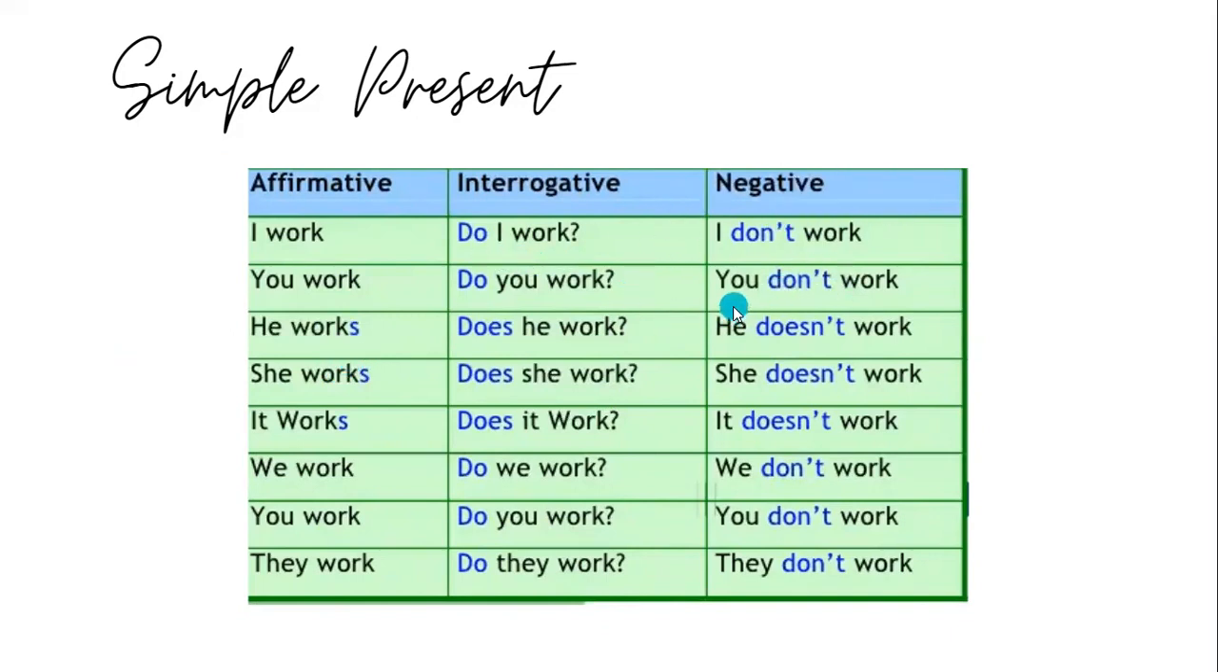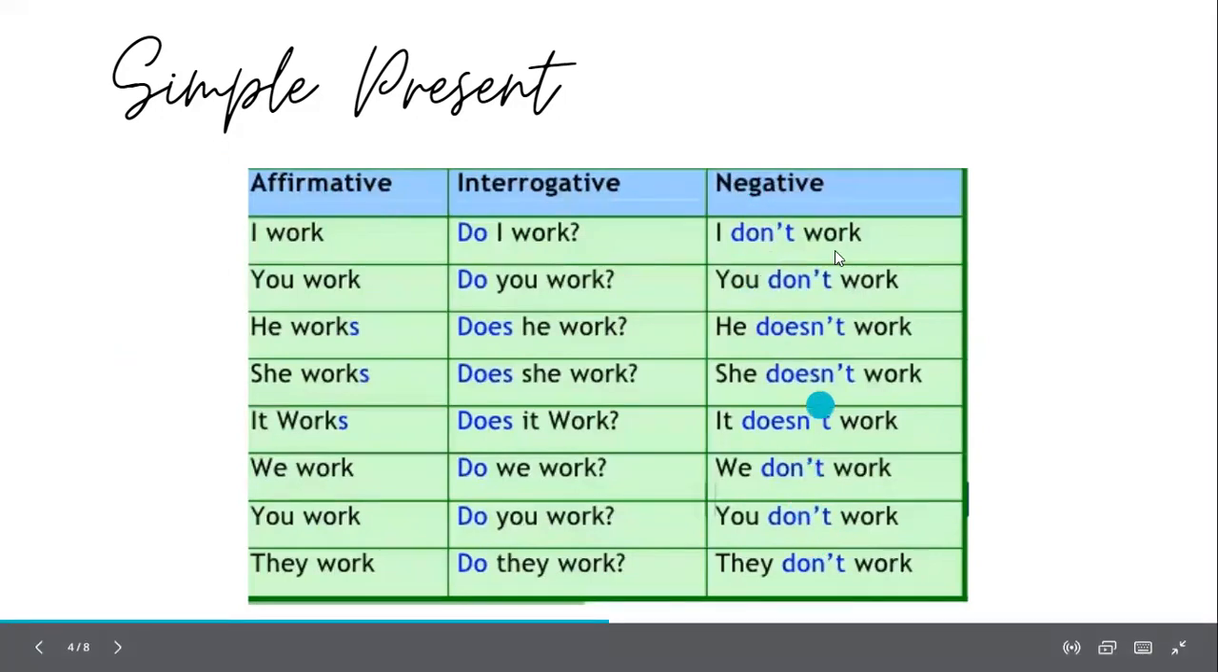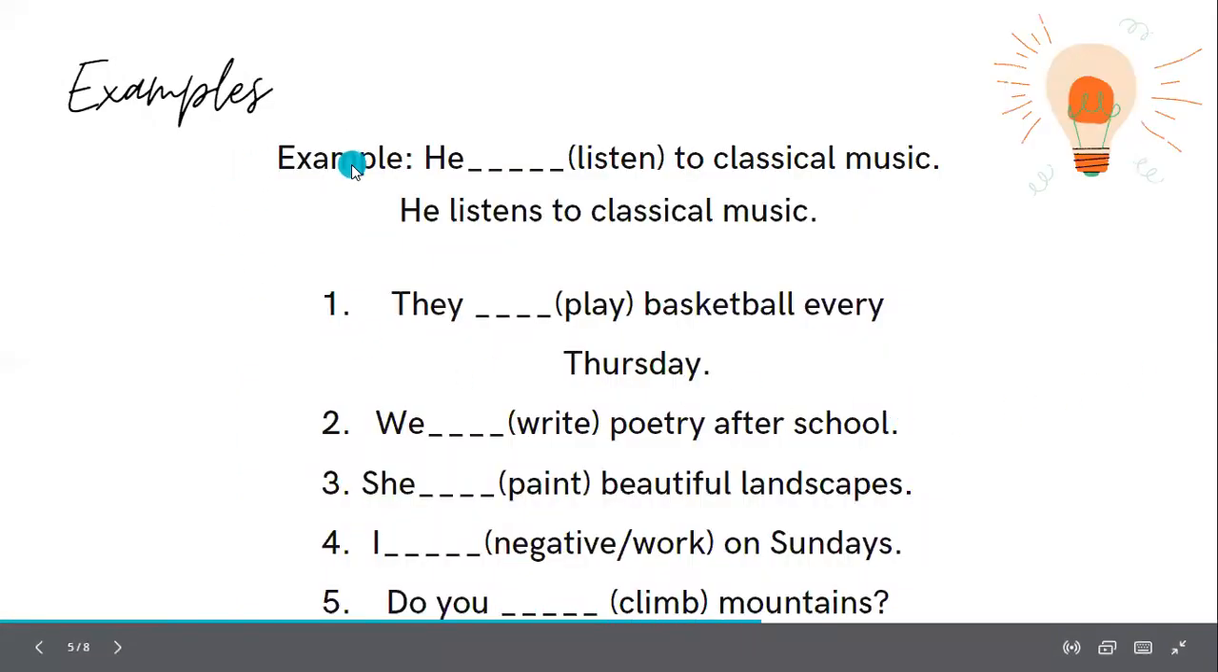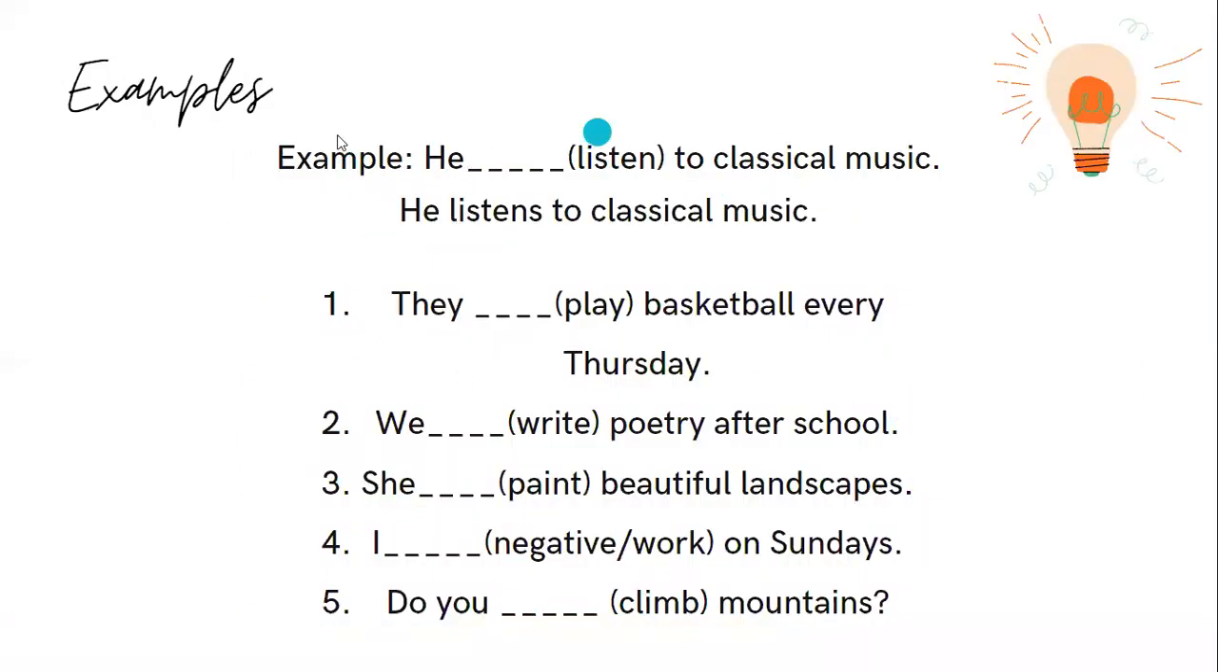And in the negative, the only thing that needs to change compared with the affirmative is that we add do or does in the negative form, and then the verb normal, okay? So I think it will be a bit easier if I explain with an example. And here we have, he blank listened to classical music, okay? So he listens to classical music. Listens with S because the subject is he.